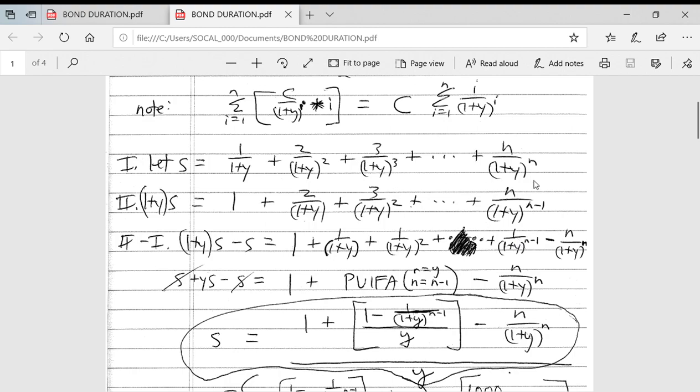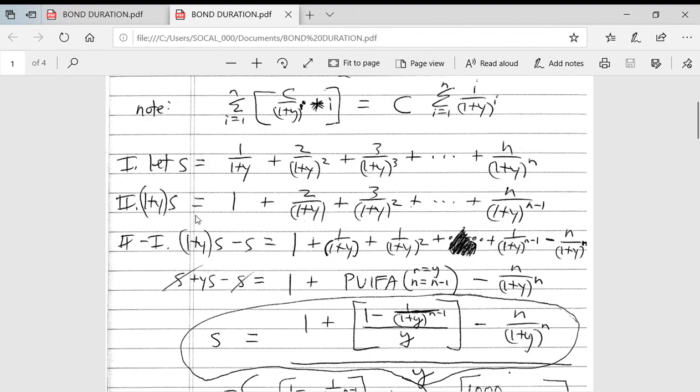Because here I have n over 1 plus y to the n minus 1, and the term that precedes this one will be subtracted from that. It'd be n minus 1 over 1 plus y to the n minus 1, so I'm left with 1 over 1 plus y to the n minus 1. And then, since it's 2 minus 1 minus this last term, all by itself, minus n over 1 plus y to the n. Spend some time thinking about why this is what it is. I just explained it, but spend some time thinking about it.